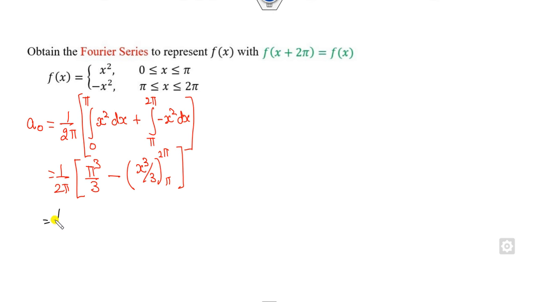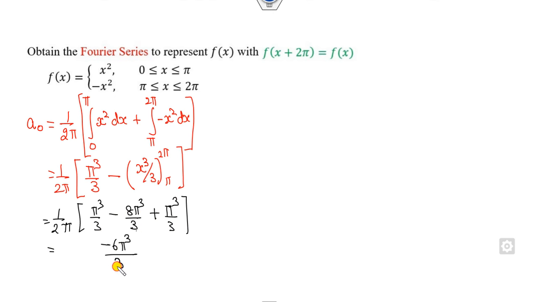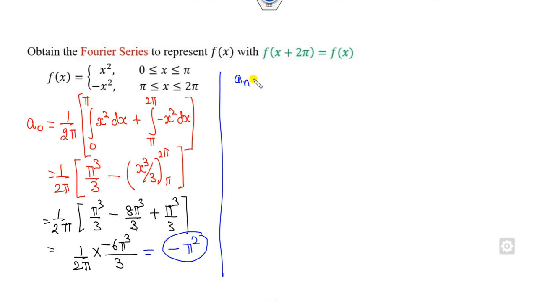So what is the limit of this? 1 over 2 pi, pi cube over 3. This is 8 pi cube over 3 minus plus pi cube over 3. So if you take the LCM, it's minus 6 pi cube over 3 into 1 over 2 pi. So 6 will be cancelled out. So the answer is minus pi square. Similarly, you can find the an.